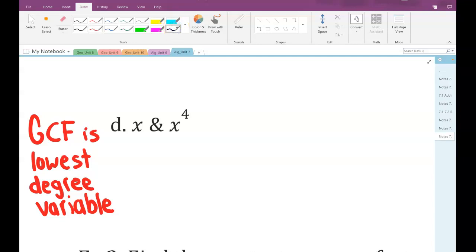So we have x to the first and x to the fourth. So the lowest degree, this is degree 1, and this is degree 4. So our lower degree is 1. So our greatest common factor between x and x to the fourth is x, the lowest power, x to the first.